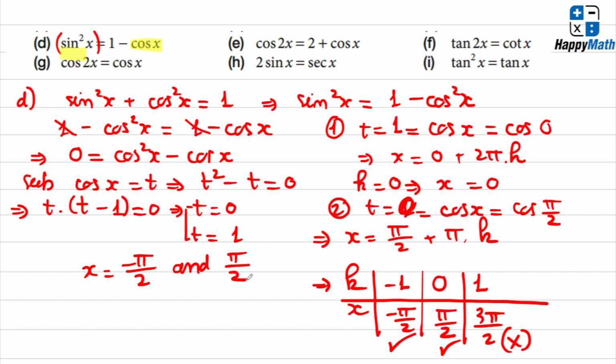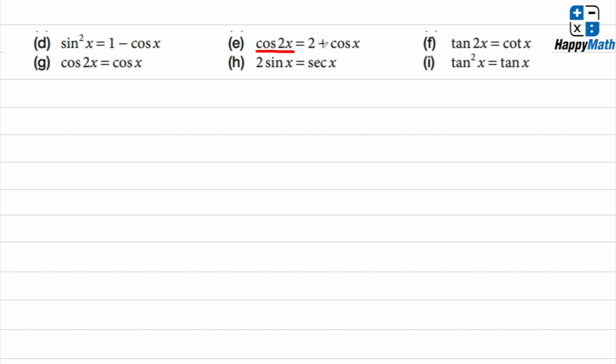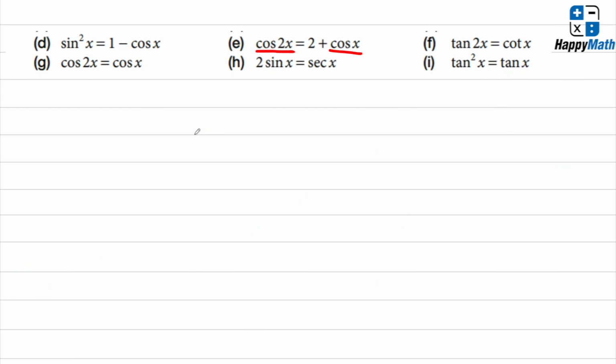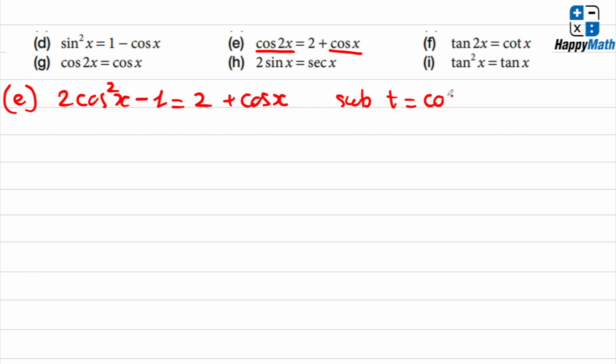How about question E? For question E, one more time, I see cos 2h and on the other side there is cos. So remember, you have three formulas for cos 2h. For this case, I want to use this one because after using this formula, I will have the right hand side and left hand side only in terms of cos h. And then you get here 2 cos square h minus 1, and the other side is 2 plus cos h here. And then substitute t equal to cos h.